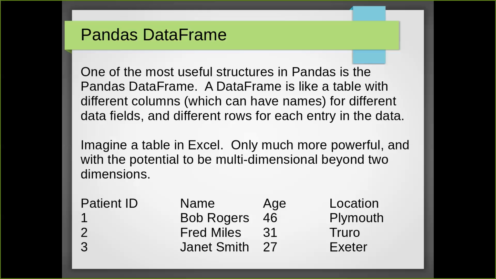And again, like NumPy, with the potential to have more than 2 dimensions. So we can have multi-dimensional array data frames beyond 2 dimensions, which are much harder to deal with. So again, Pandas has that wonderful way in which it's far more efficient to deal with that kind of structure. So here's an example of something we might put into a data frame. We may have a table essentially that has a patient ID, a patient's name, their age, and their location.